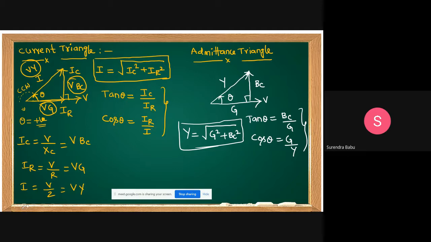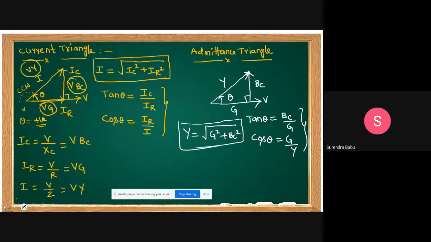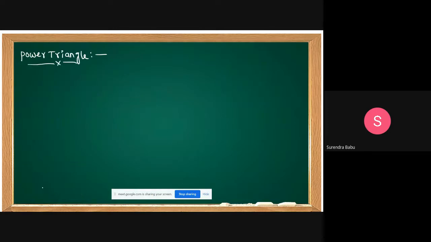The next one is you draw the power triangle. In drawing a power triangle, there is the admittance triangle. Each vector is multiplied with V square, because reference is V. In this power triangle, this is V square into G. This is V square into BC. This is V square into Y.